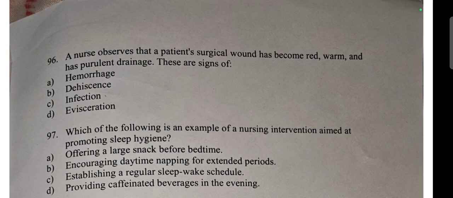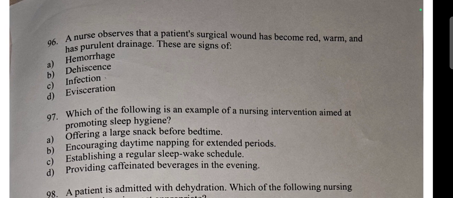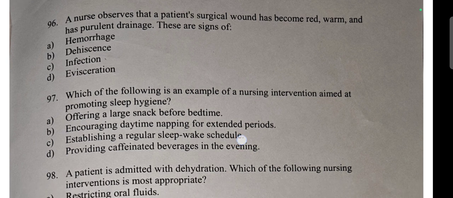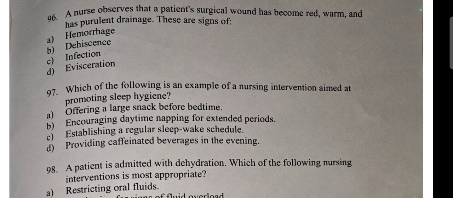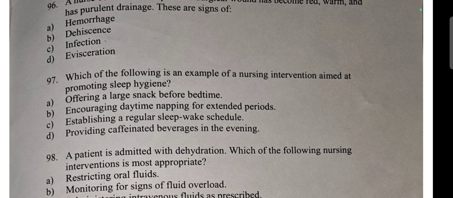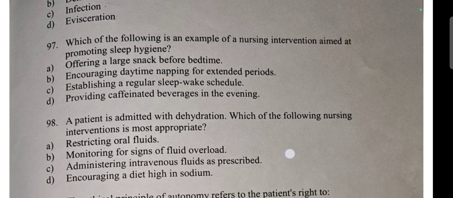Question number 96. A nurse observed that a patient's surgical wound has become red, warm, and has purulent drainage. These are the signs of infection. The correct answer is option C. Question number 97. Which of the following is an example of nursing intervention aimed at promoting sleep hygiene? The correct option is option C.